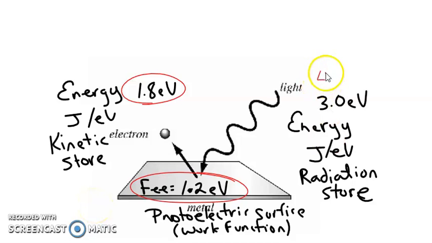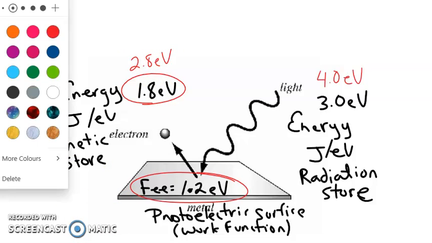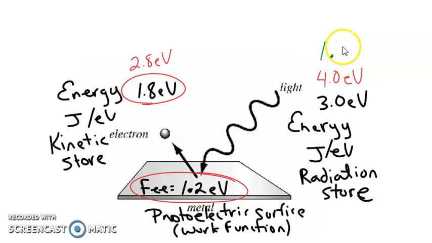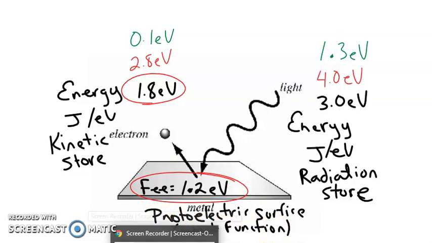Now, if this was 4 electron volts coming in, a 1.2 fee is still applied because it is a flat fee, which means 2.8 electron volts would come out. If we had 1.3 electron volts coming in, then we would have 0.1 electron volts coming out. It doesn't matter how much is coming in, the phi is always the same in a photoelectric surface.